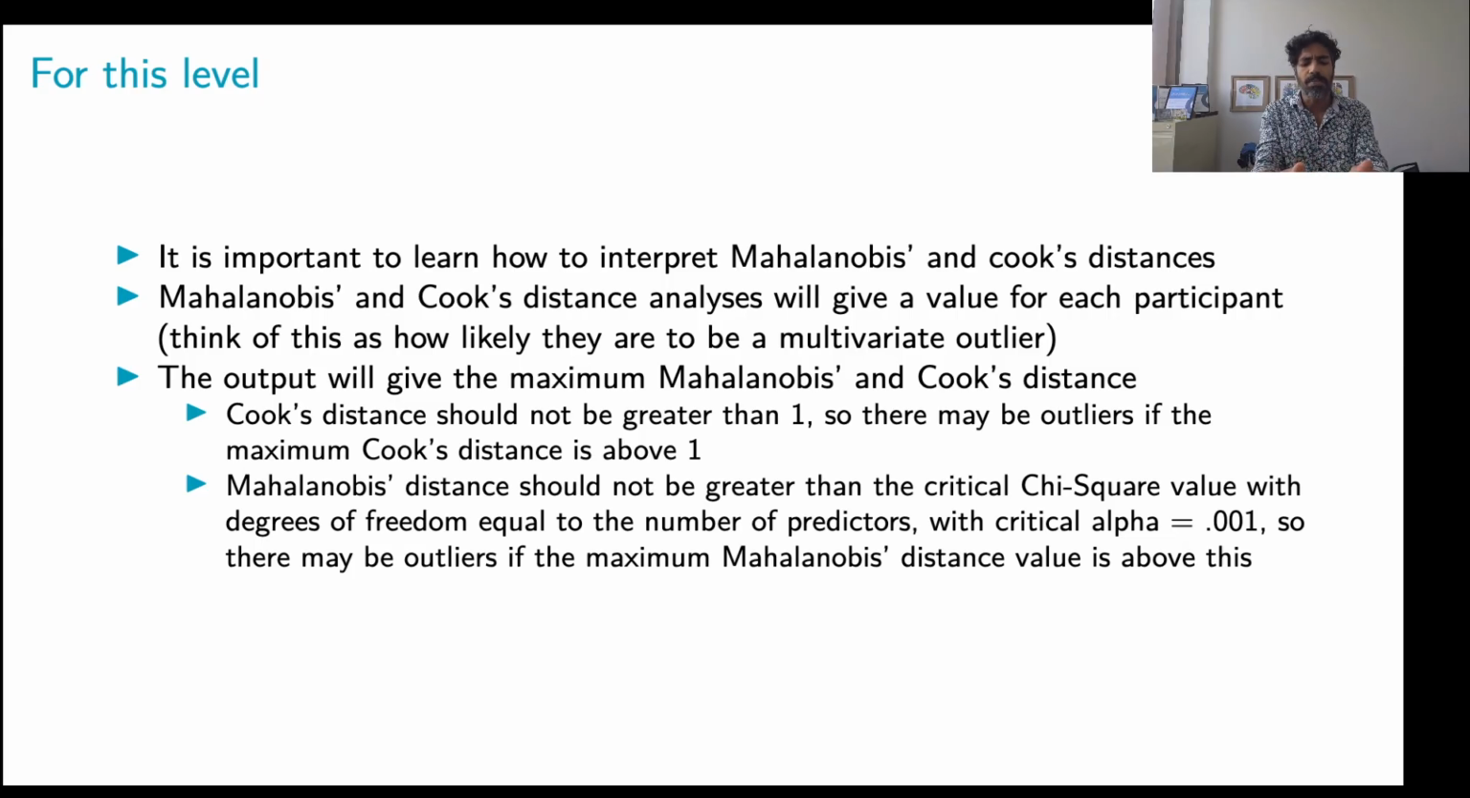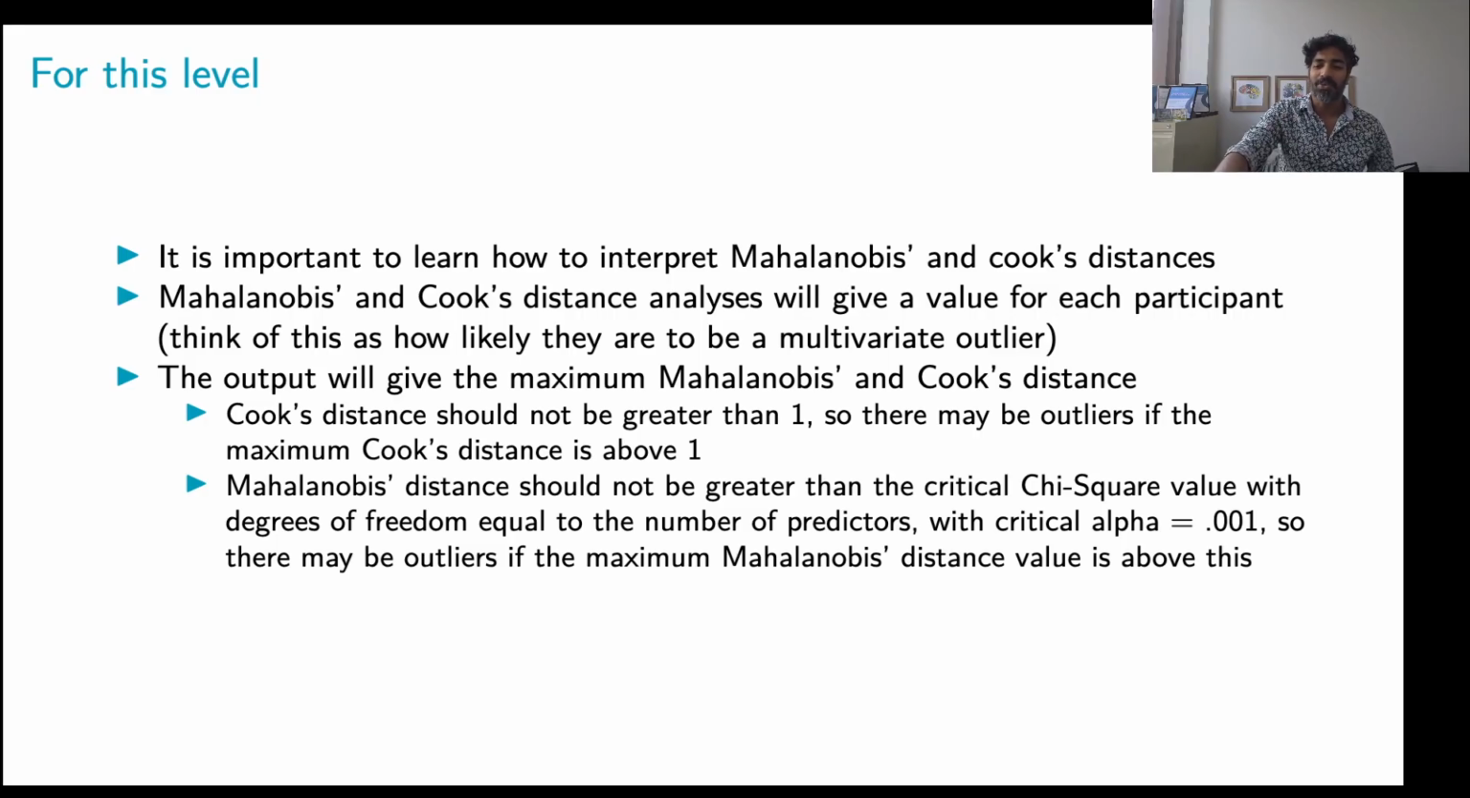So what I mean by that is you get your Cook's distance for each participant, and then if you look at the minimum, or more the maximum value, if you see the maximum is greater than 1, you know that somewhere in your data set you have some participants greater than 1, at least one participant. Mahalanobis distance should not be greater than the critical chi-square value with degrees of freedom equal to the number of predictors, with critical alpha equal to 0.001. So there may be outliers if the maximum Mahalanobis distance value is above this.